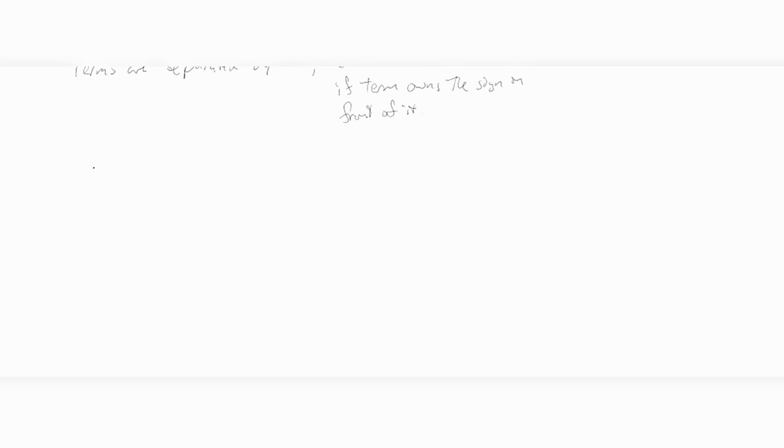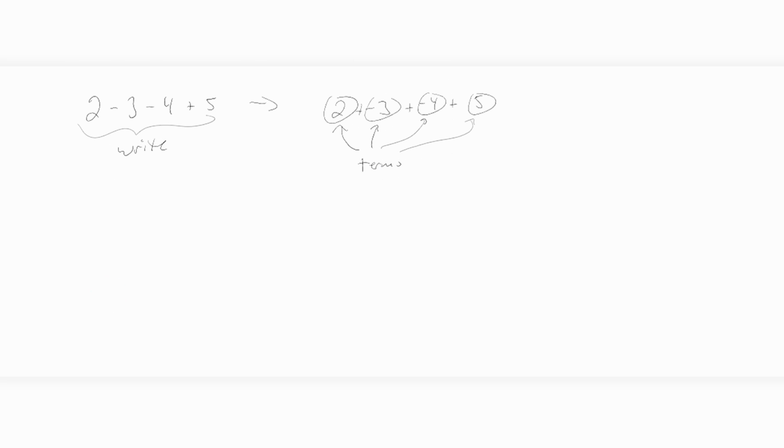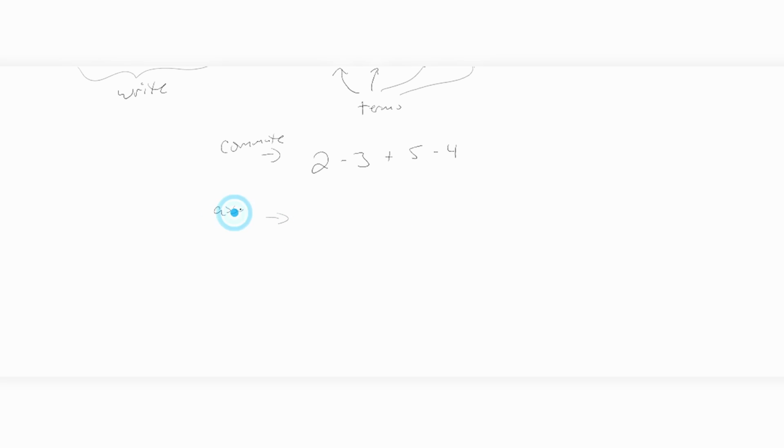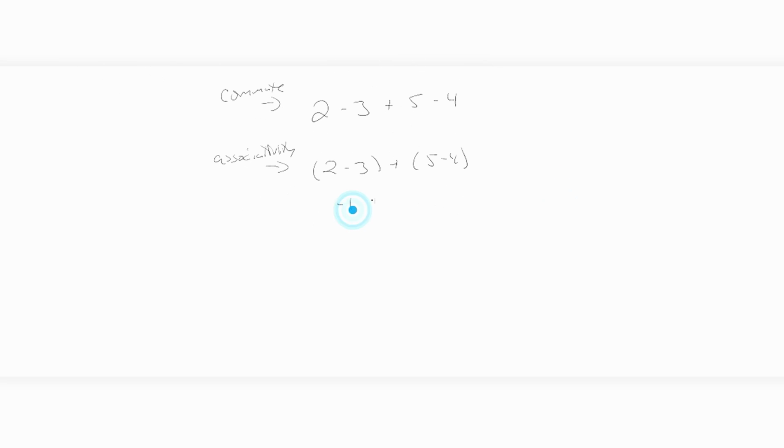We may want to write an expression like this: 2 minus 3 minus 4 plus 5. But we want to think about it like a 2, a -3, a -4, and a 5 all being added together. And so each of these are terms. Now, because they are being added together, we can commute, meaning that I could write this as 2 minus 3 plus 5 minus 4, let's say. And then using associativity, I could think of this as 2 minus 3 plus 5 minus 4, which is a -1 plus 1 to 0.